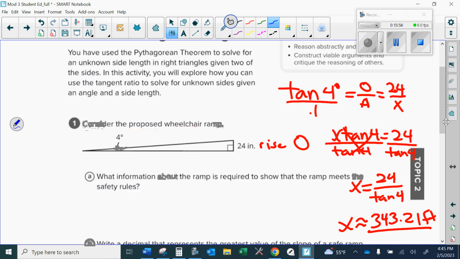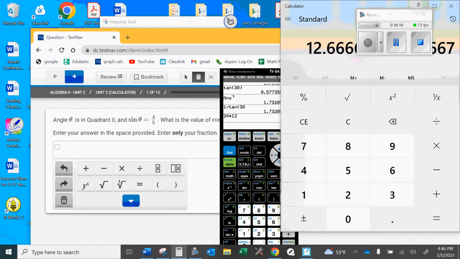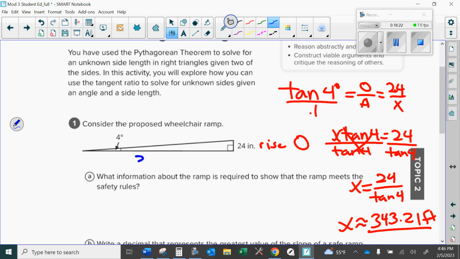Here's that wheelchair ramp. Remember that it has to be 12 times long, so 24 times 12. 24 times 12 is 288. So this has to be at most 288 inches. It can't be more than that. It can be less than that, but it can't be more. What information about the ramp is required to show the ramp meets the safety rules? It has to be less than or equal to 288, because it has to be 12 times.